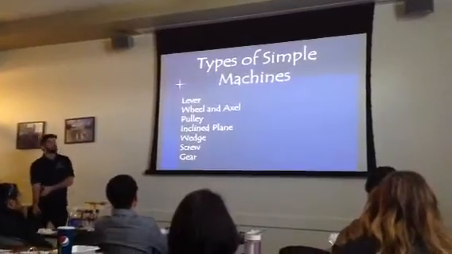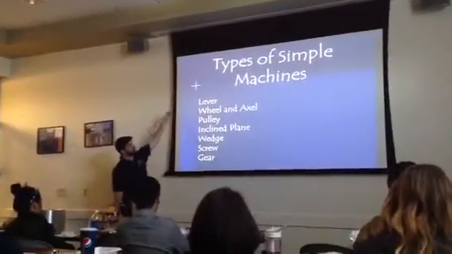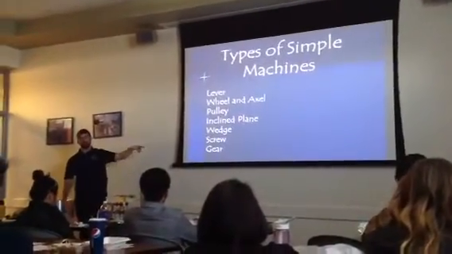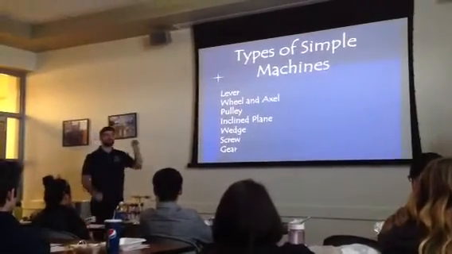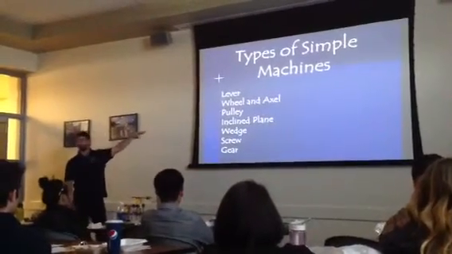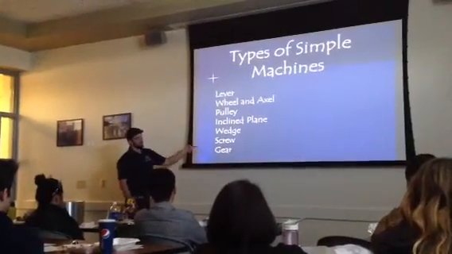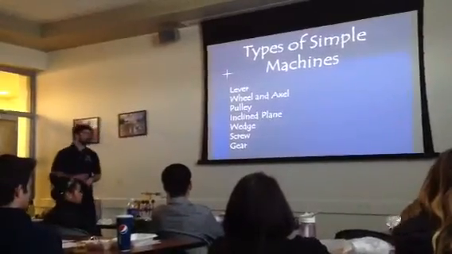So there are 7 types. This is actually debatable, but lever, wheel and axle, pulley, incline plane, wedge, screw, gear. And if you believe that pyramids were made not by aliens but by humans, they would have had to use all of these machines to make them. They've been around for thousands of years, and again, they just help us move things.